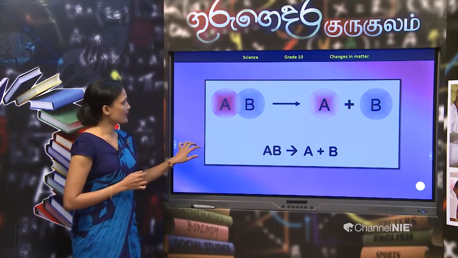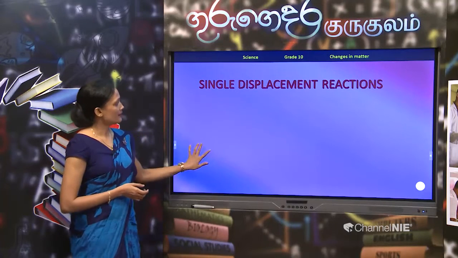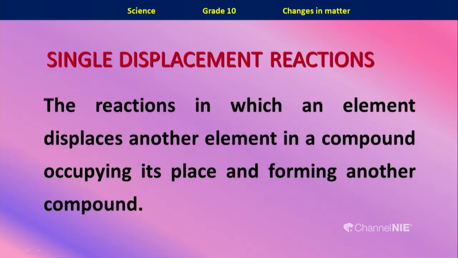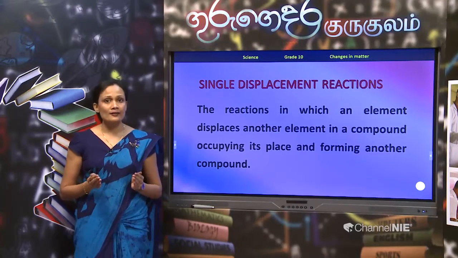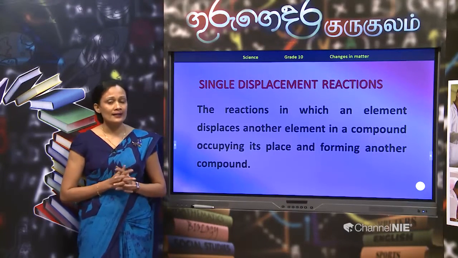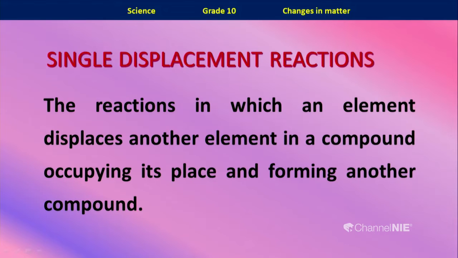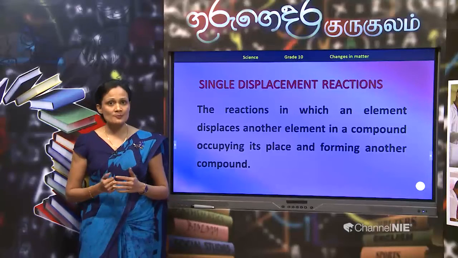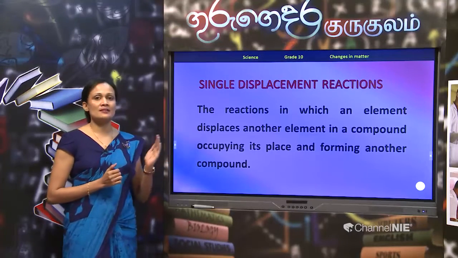Let's move to the next type of chemical reactions: single displacement reactions. That means the reaction in which an element displaces another element in a compound, occupying its place and forming another compound. If we consider some elements, they can react with some other compounds and displace another element present in the compound, forming a new compound.